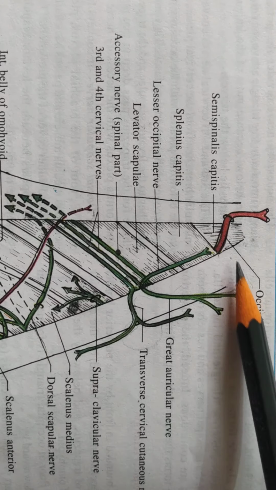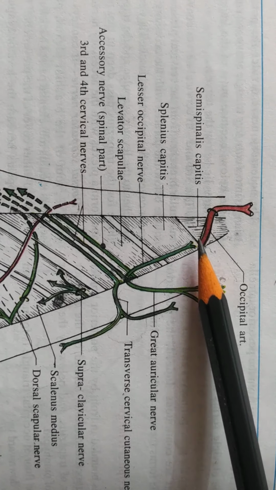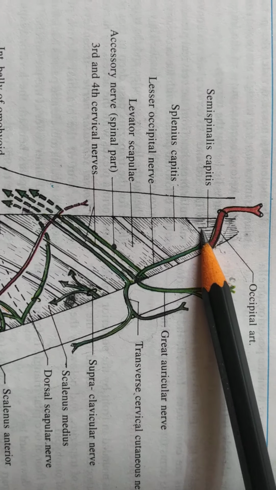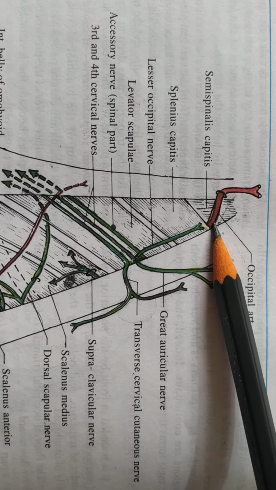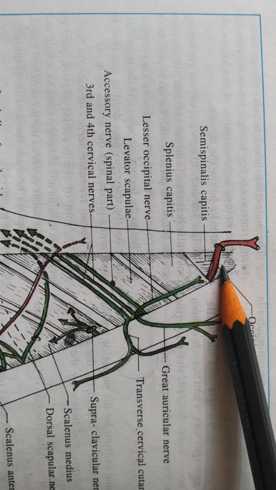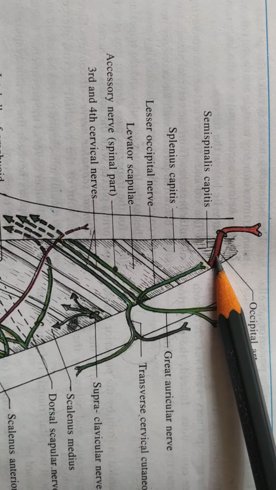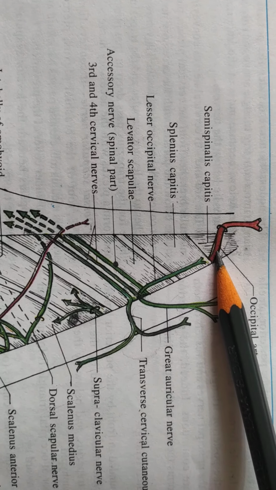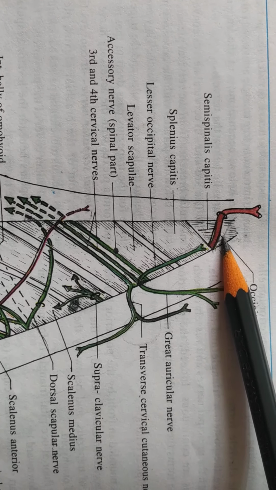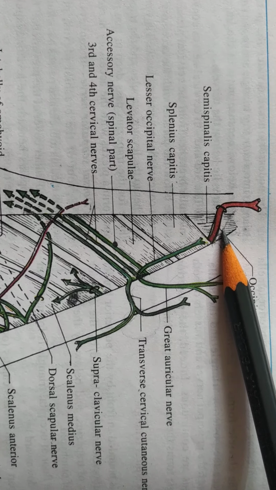One of the arteries present in the posterior triangle is the occipital artery. This occipital artery rests on the apex of the posterior triangle. It rests on the semispinalis capitis muscle. This artery is tortuous over the back of the scalp. It is accompanied by the greater occipital nerve.